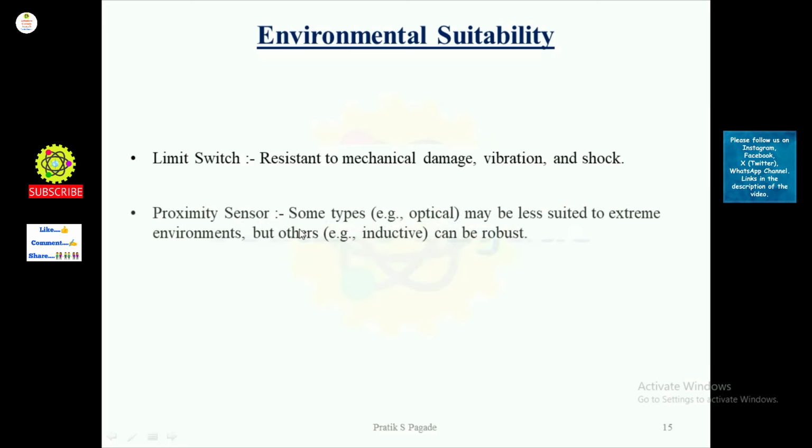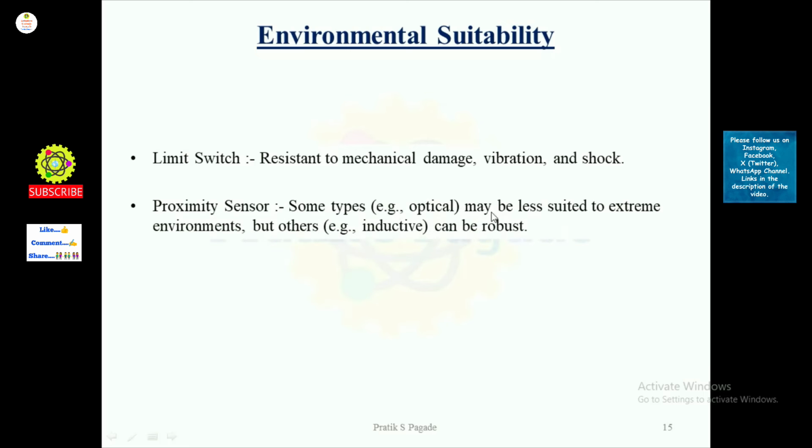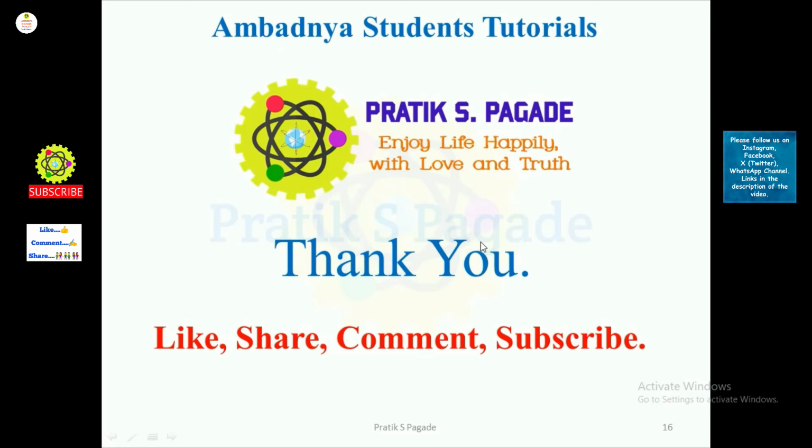For environmental suitability: limit switch has resistance to mechanical damage, vibration and shock. Proximity sensors, some types, for example optical, may be less suited to extreme environments, but others, for example inductive, can be robust. So students, in this video we have understood the difference between limit switch and proximity sensor.